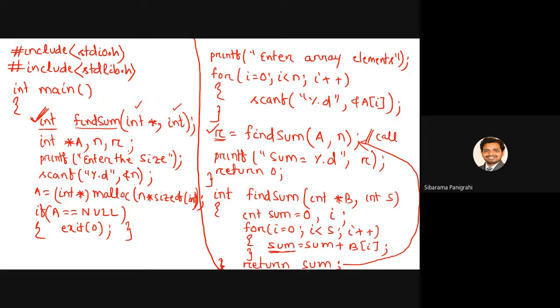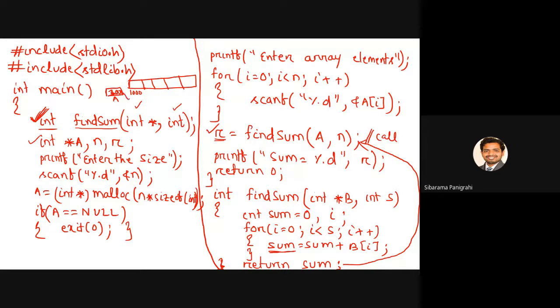Now you see the program execution will begin from the main function. Next here you have declared a pointer a, n and r. Then printf enter the size. Let's say you have entered 5. So n will store 5. Next a equal to integer pointer malloc n into size of integer. So you have allocated 5 integers dynamically: 1, 2, 3, 4, 5. Let's say its starting address is 1000.